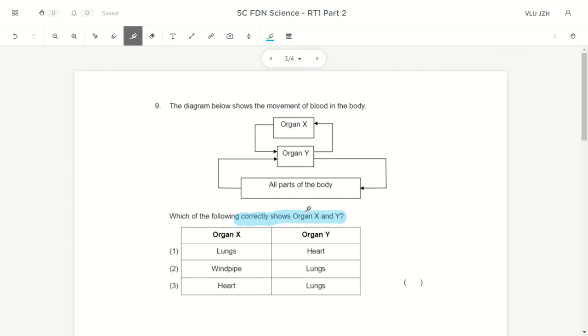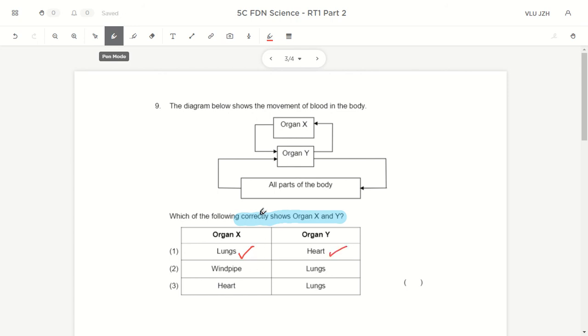So let's try each of them and see whether it's correct or wrong. Organ X is lungs, organ Y is heart. So if this is lungs, this is heart, let's see. Lungs, blood goes to the heart, goes to the body, correct. Body goes back to the heart, goes back to the lungs to get more oxygen and remove carbon dioxide, correct. So this is correct. Let's see the rest.